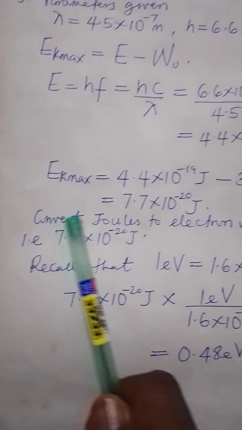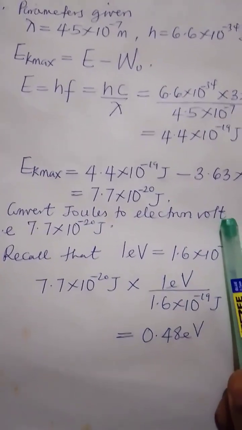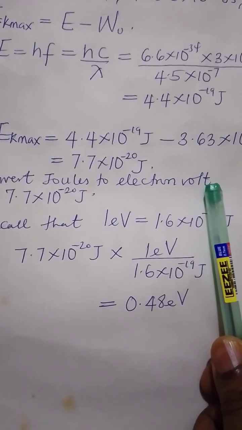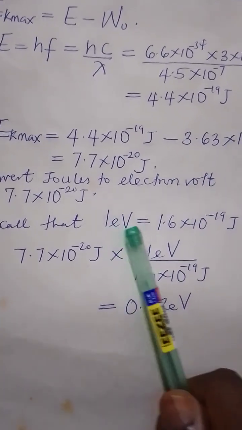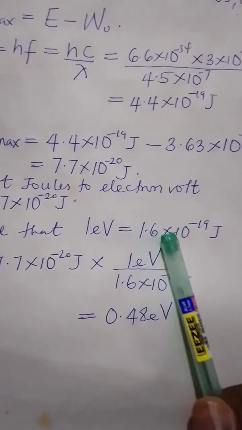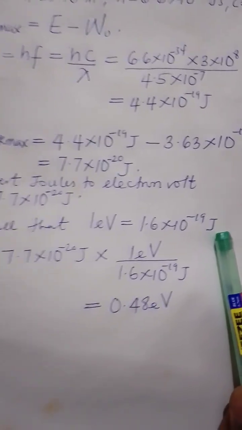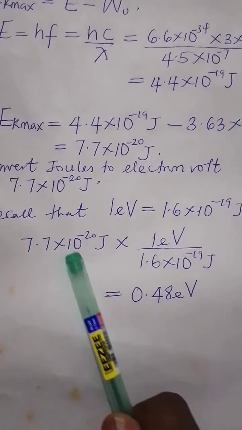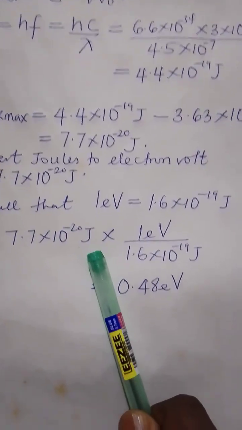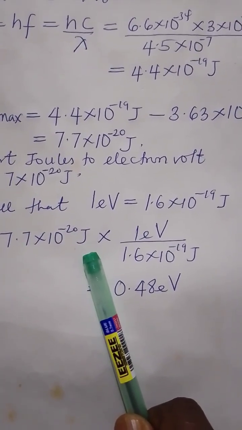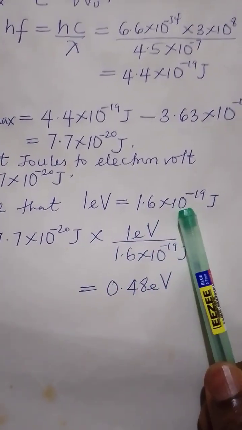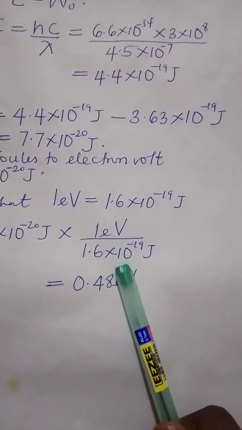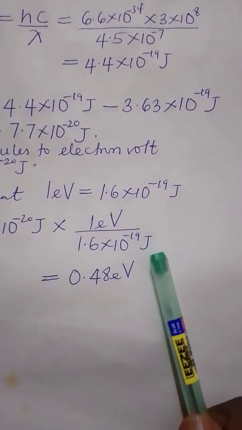Now, to convert joules to electron volts, you need to remember that they gave us a basis for our conversion, which is 1 electron volt is 1.6 times 10 raised by minus 19 joules. And so 7.7 times 10 raised by minus 20 joules times 1 electron volt over 1.6 times 10 raised by minus 19 joules.